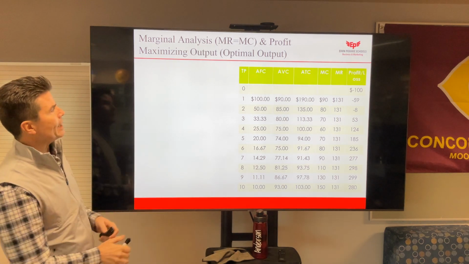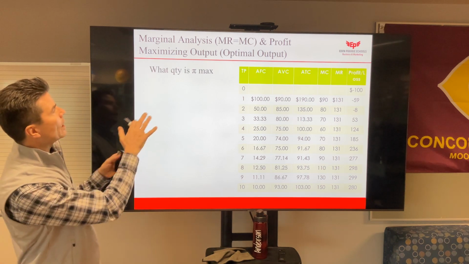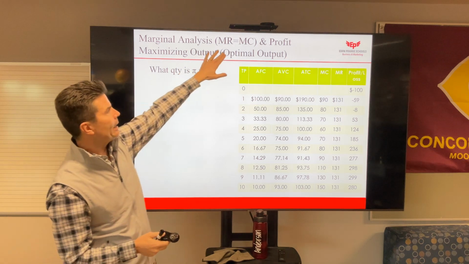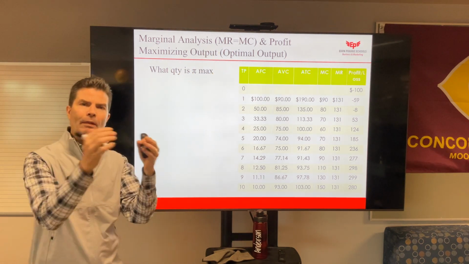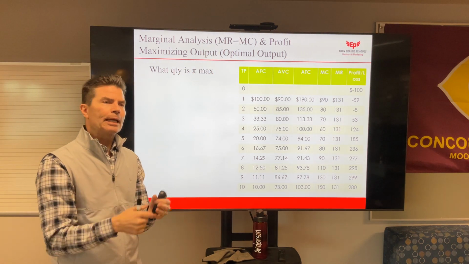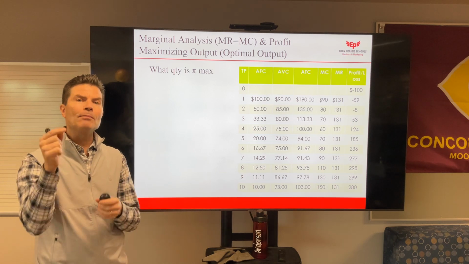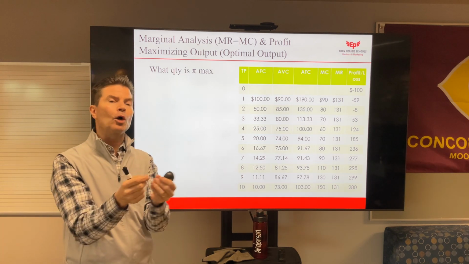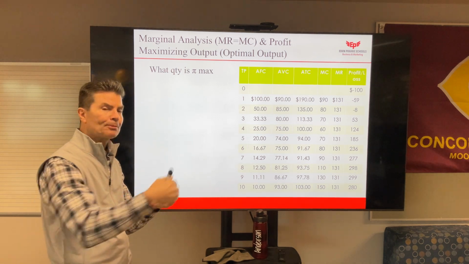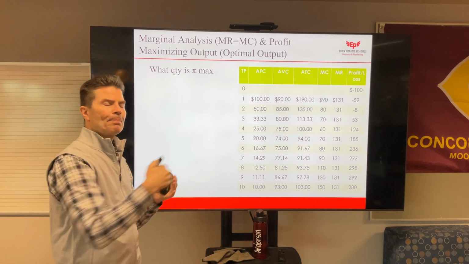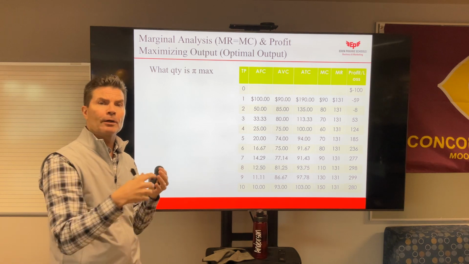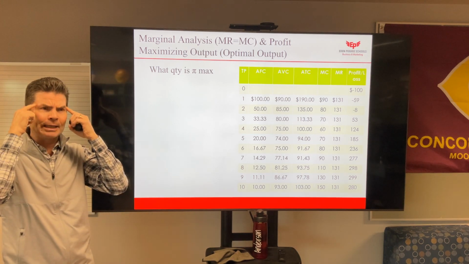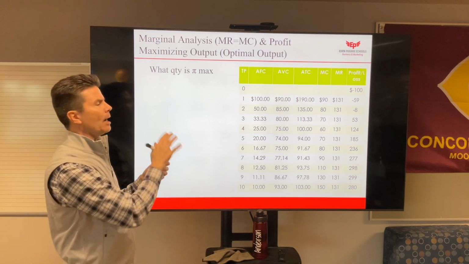So let's go through and analyze this. At what quantity is my profit maximized? If we're working with MR and MC, remember from the last video, you maximize profit where MR equals MC. If you stop before that, you're foregoing some revenue because you stopped too short. And if you go past that, my profit is going down because my marginal cost outweighs my marginal revenue. So get your head around that again. I'm looking at maximizing my profit.